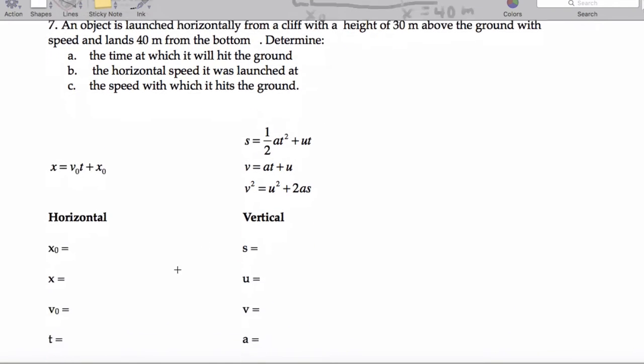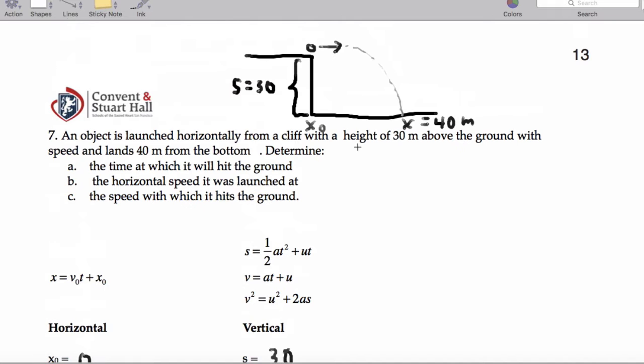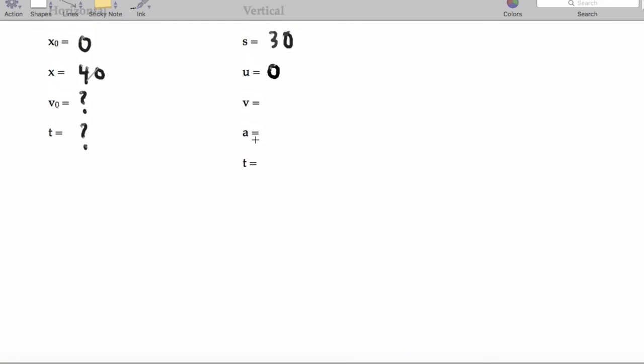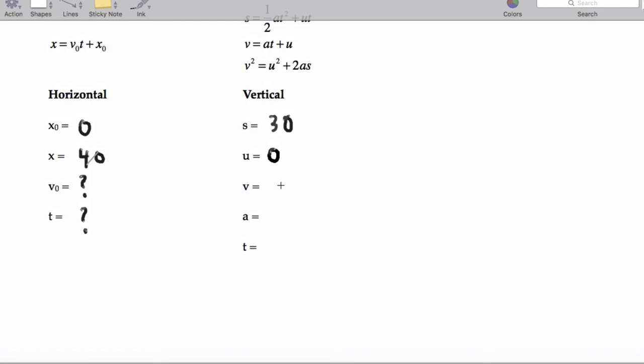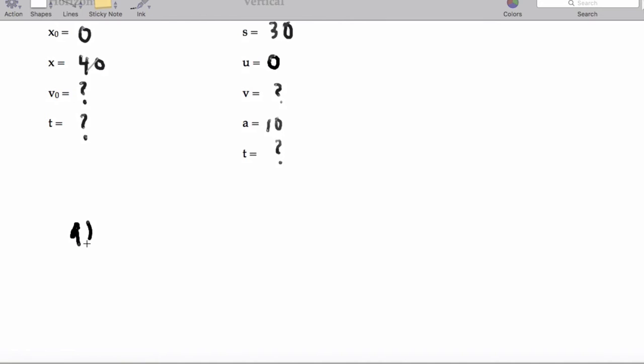So with that in mind, what we're going to say is that this is 0, this is 40, this is unknown, and this is unknown. And in the vertical direction, we know that this is 30, u is 0, since it's falling in the vertical direction, its vertical initial speed is 0, since it only has horizontal velocity. We don't know v at the bottom. We know the acceleration is 10, and we don't know the time it takes to fall. So let's get the time at which it'll hit the ground.